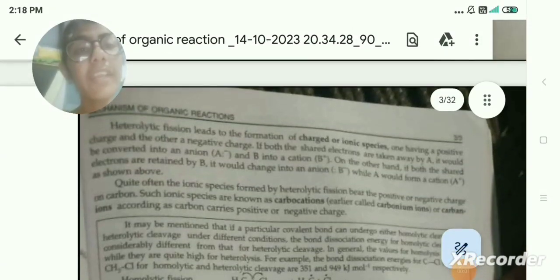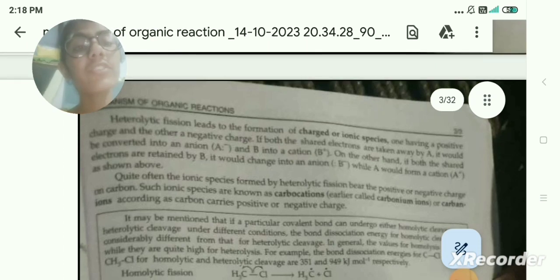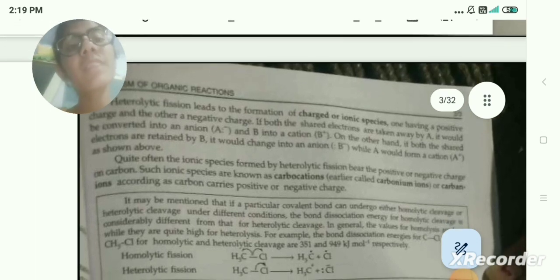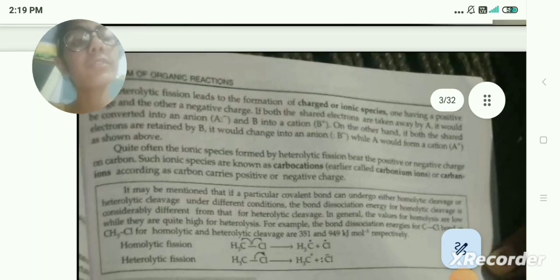Second, heterolytic fission leads to the formation of charged ionic species, one having a positive charge and the other a negative charge. If both the shared electrons are taken away by A, it would convert into an anion and B into a cation. On the other hand, if both the shared electrons are retained by B, it would change into an anion while A would form a cation, as shown above. Quite often, the ionic species formed by heterolytic fission bear the positive or negative charge on carbon.